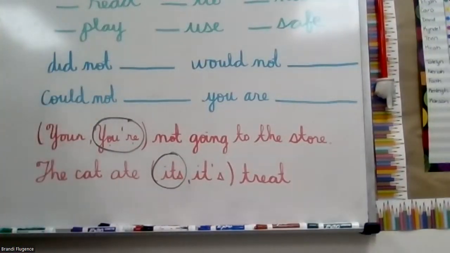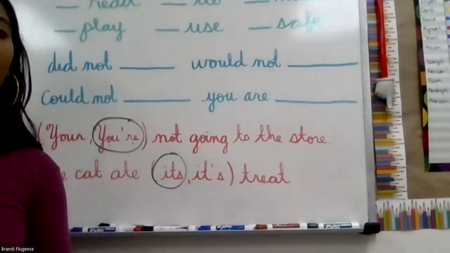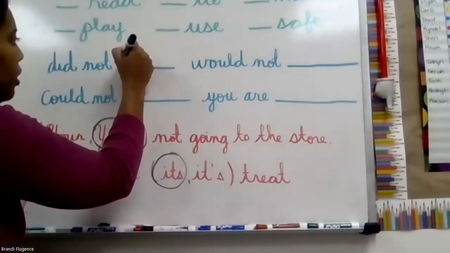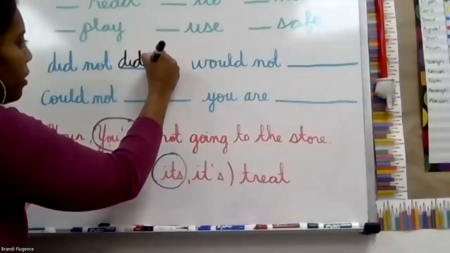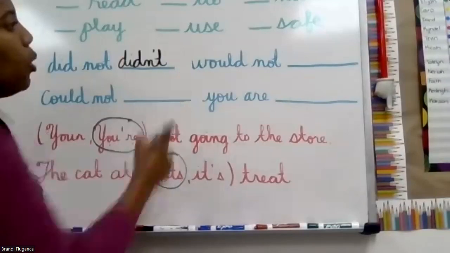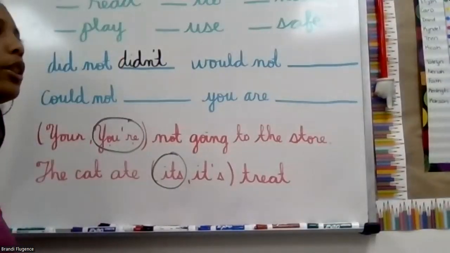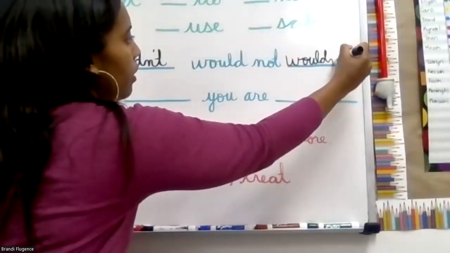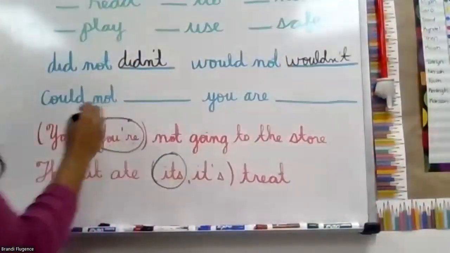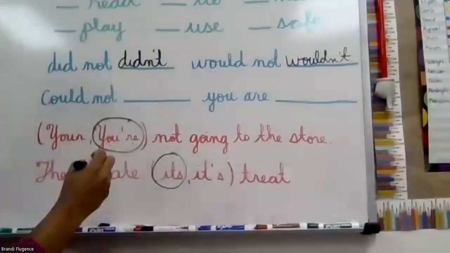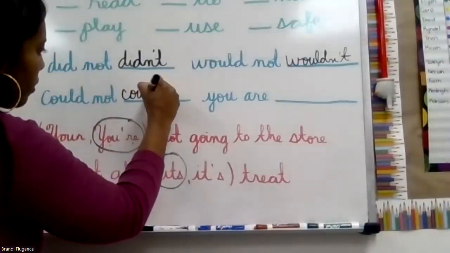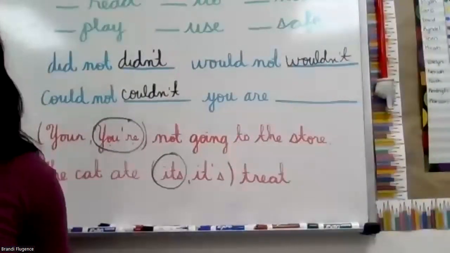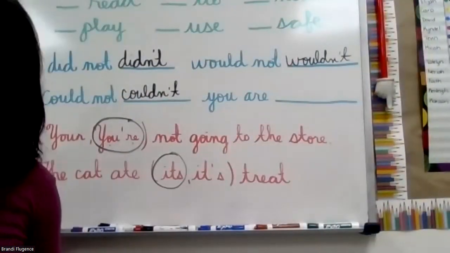So I have did not. What would it be as a contraction? Tell me. Didn't. Would not. What is it as a contraction? Wouldn't. Wouldn't. Thank you, Dennis. You're the only one online I'm hearing today. Could not. What is the contraction for could not? Couldn't. And you are. What's the contraction for you are? You're. You're.